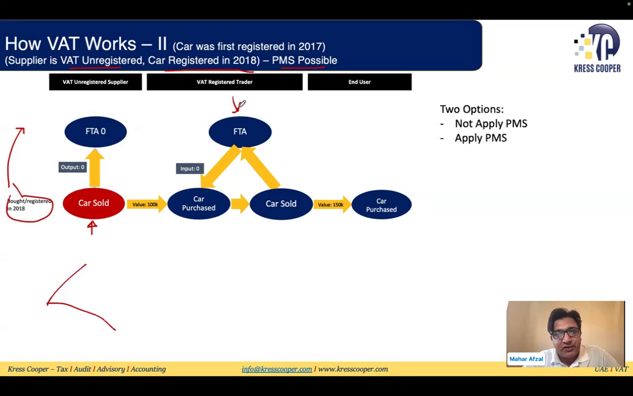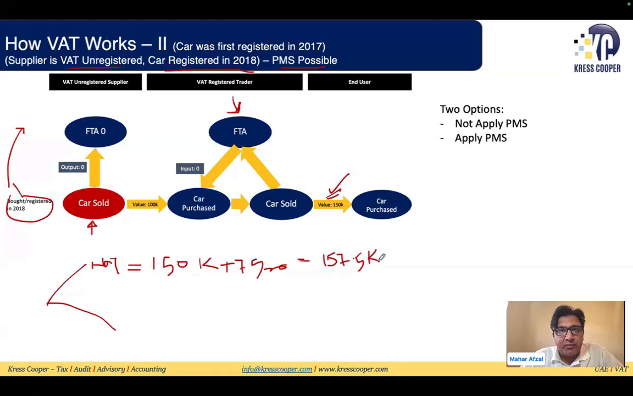Now this party, the VAT registered trader, has a 150k selling price. If this person is not applying the profit margin scheme, what will the sales price in the market be? 150k plus 7.5k. It will be 157.5k. This will be the selling price in the market if you are not applying the profit margin scheme, inclusive of VAT.